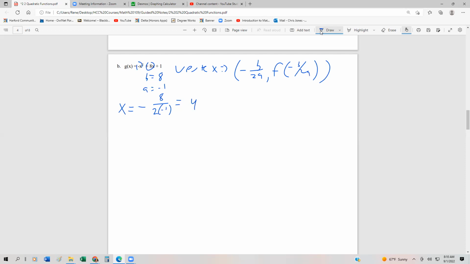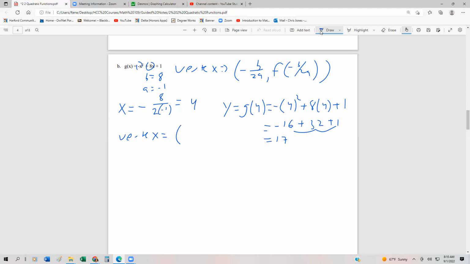And then if we wanted to figure out what the y coordinate was, y is going to be when we plug 4 back into the original function. So that's going to be the opposite of 4 squared plus 8 times 4 plus 1. And if we compute that, that's the opposite of 16 plus 32 plus 1. This is going to be 16, and one more is 17. And so our vertex is going to occur at the point 4, 17.